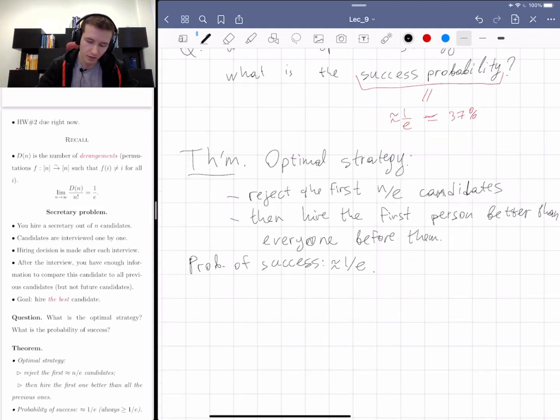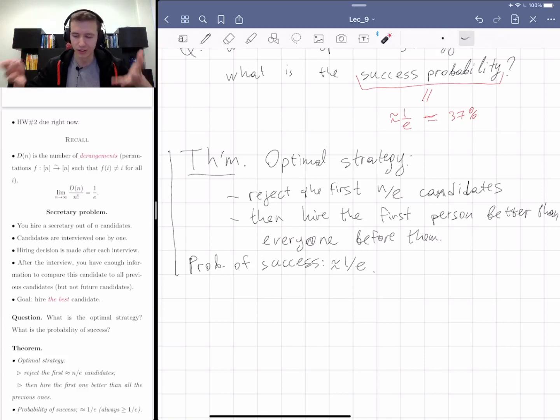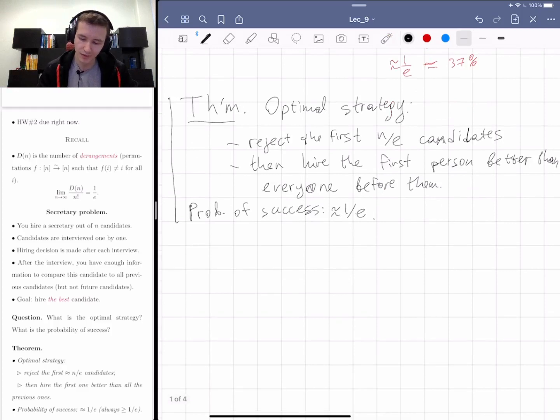So that's the theorem. And I just want to mention this because it's a good strategy in life in general. You can look at 10 cars, you skip the first maybe 3 of them, and then you just take the next one that's better than the first 3 of them. Anyways, any questions on the princess problem?